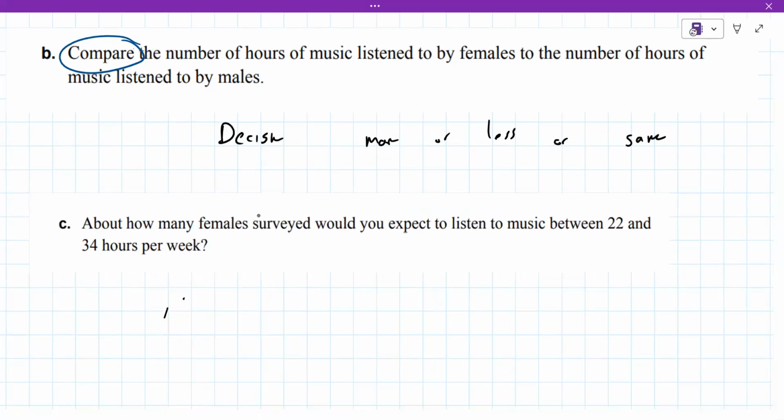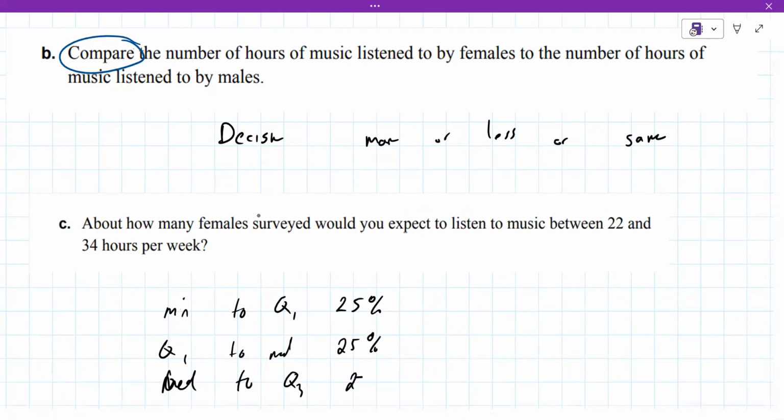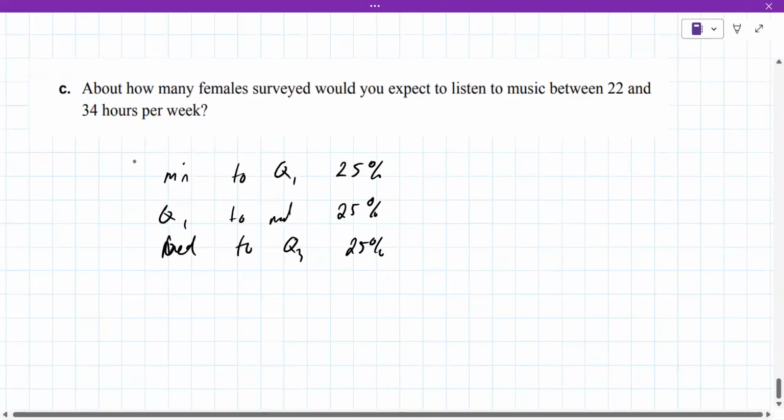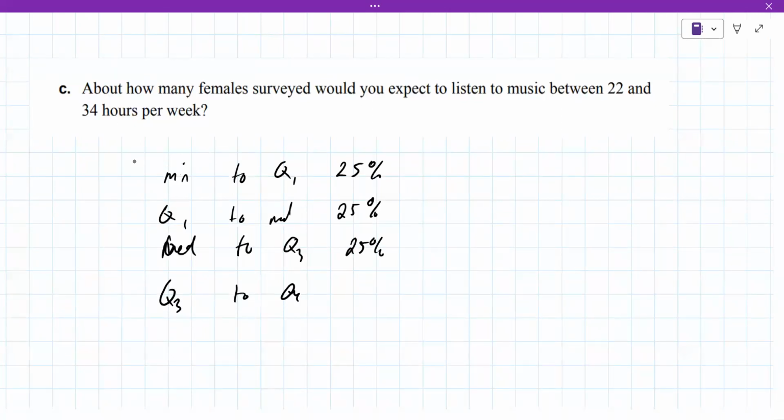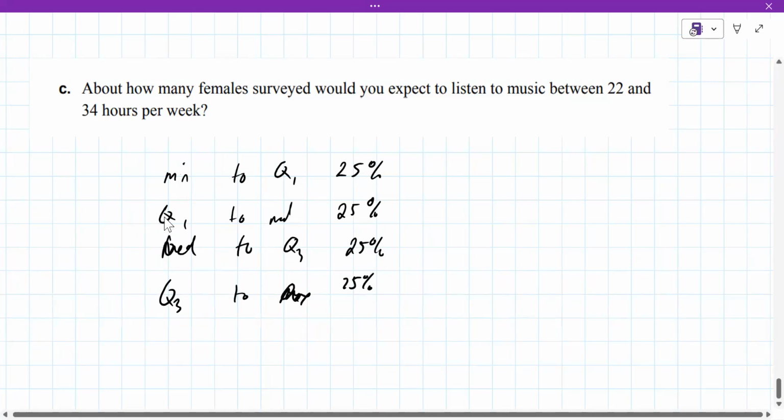So think about it: the min to Q1 is 25% of the data. Q1 to the median is 25%. They're all 25%. Median to Q3 is 25%. Q3 to Q4, which is the max. Sorry, I shouldn't have used that notation. It is Q4, but they don't label it that way in this class. So basically you have to figure out where 22 is. Is it Q1? Is it the min? Where's 34? Is it the median? Is it Q3? Is it the max?